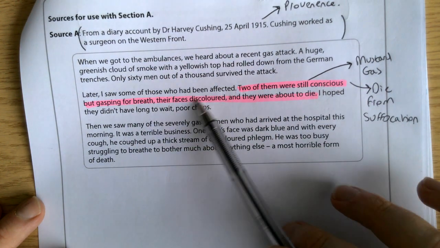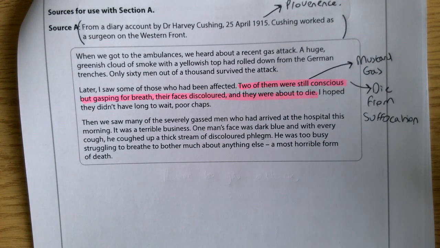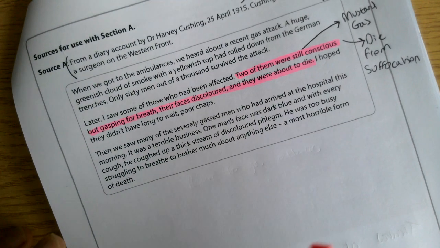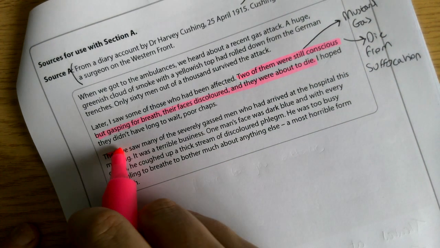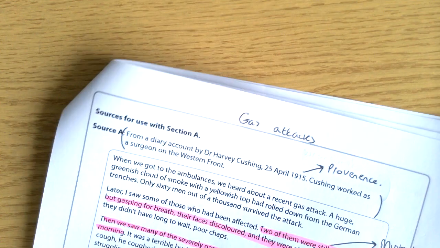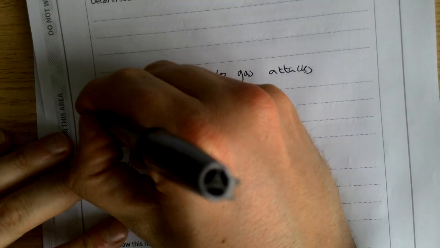Okay, so if I use the quote there from source A, sorry, it's a bit faffy. If I use the quote from source A, "two of them were still conscious but gasping for breath, their faces discoloured and they were about to die." So if I could use that quote again, you can pick out anything you want from there. You could pick out, "we saw many severely gasping who arrived at the hospital this morning." So that could be your quote. If I take that as an example, then the question I might ask is how they treat gas attack victims.